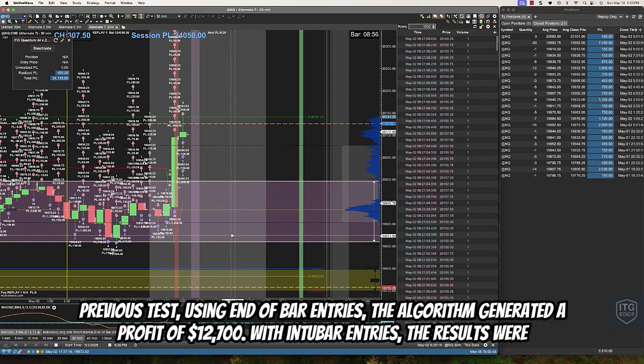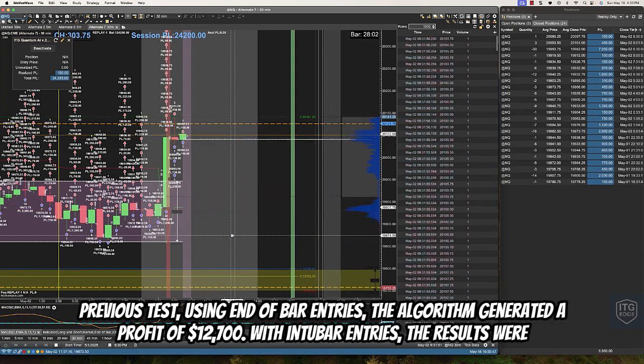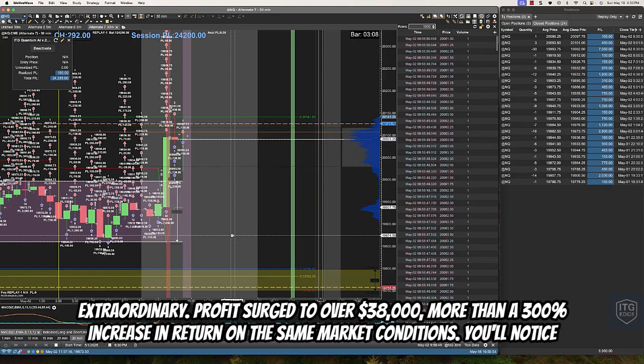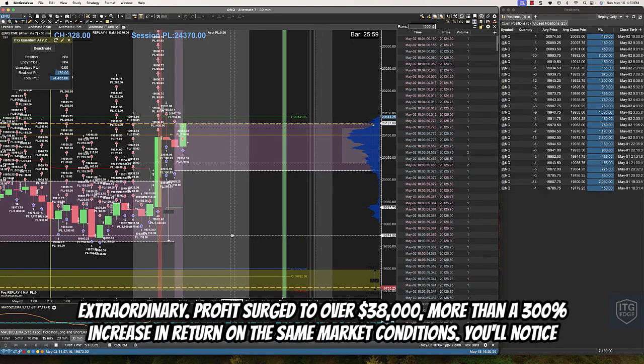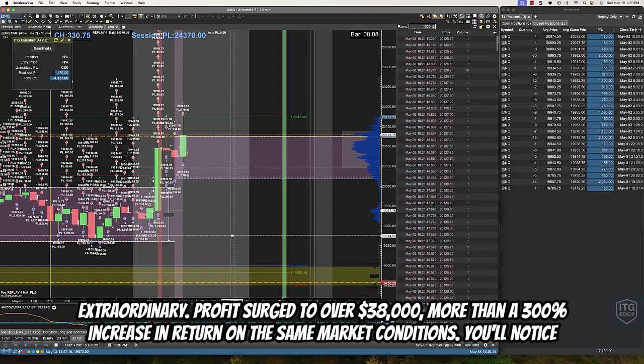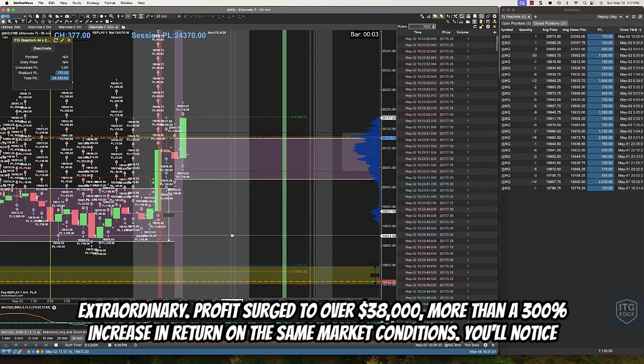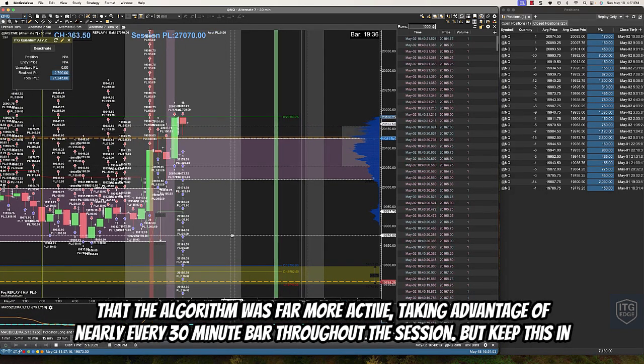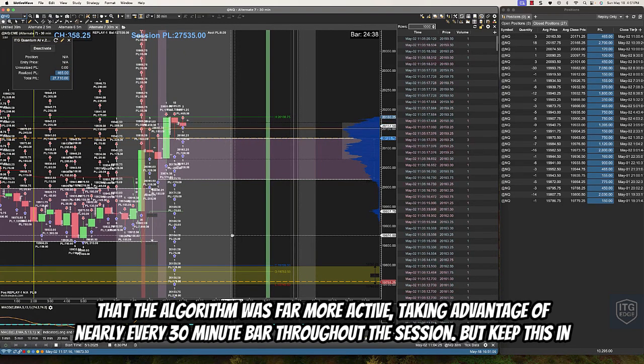In our previous test using end of bar entries, the algorithm generated a profit of $12,700. With intrabar entries, the results were extraordinary. Profit surged to over $38,000, more than a 300% increase in return on the same market conditions. You'll notice that the algorithm was far more active, taking advantage of nearly every 30-minute bar throughout the session.